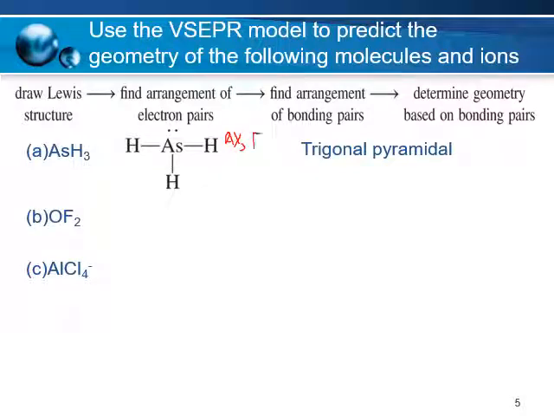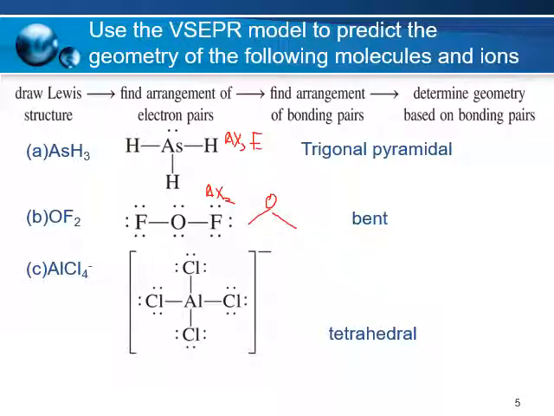AX3E is trigonal pyramidal. Okay, this one is AX2. AX2 is bent. Look at it like a straight line, but later you will get a bent shape like that, with the oxygen here. Okay, this is a bent shape. And then AX4. AX4 is tetrahedral. Okay, tetrahedral only. That's how we predict using the VSEPR.